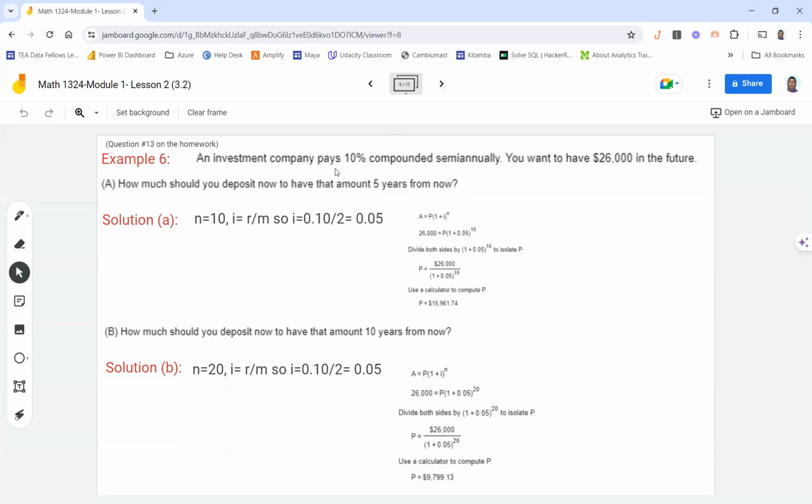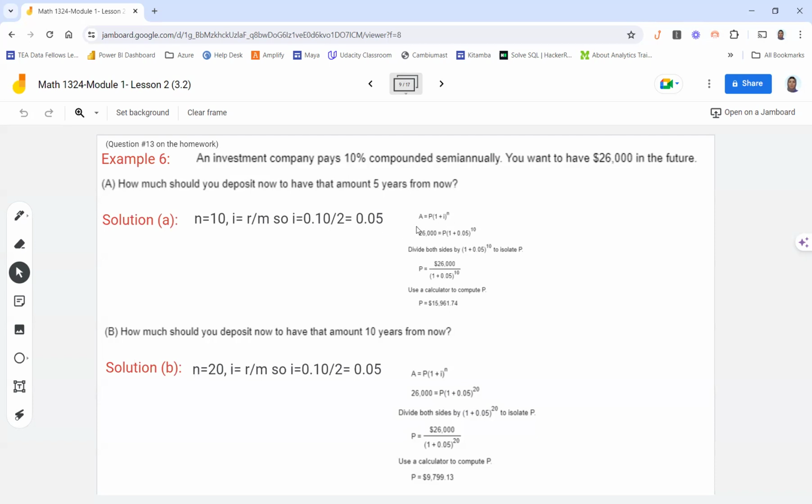So if you understand what is given here, first of all, it's semi-annually and it's 5 years. So the n value will be 2 times 5, which is 10. And i is equal to r divided by m. So we're going to divide 10% by 2. That's going to make our i value to be 0.05.